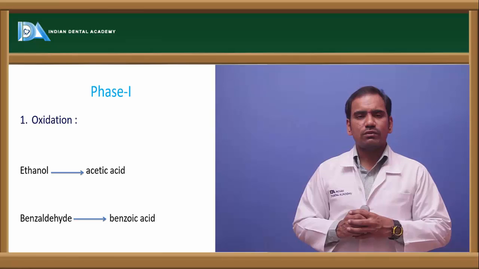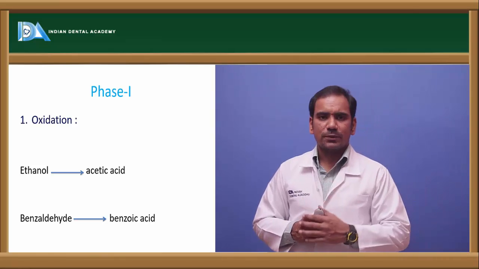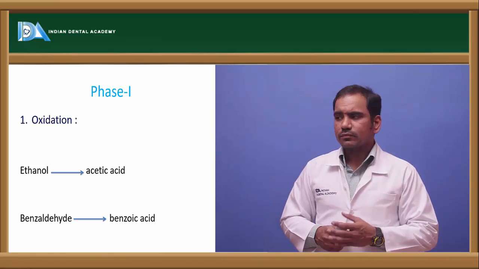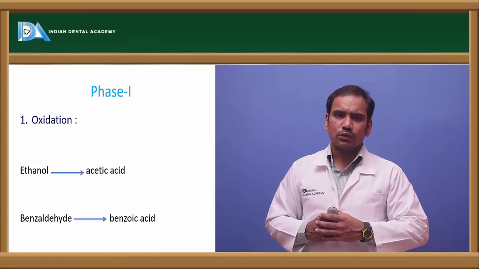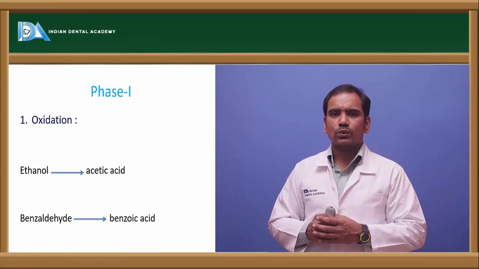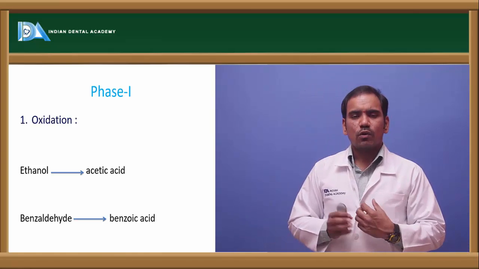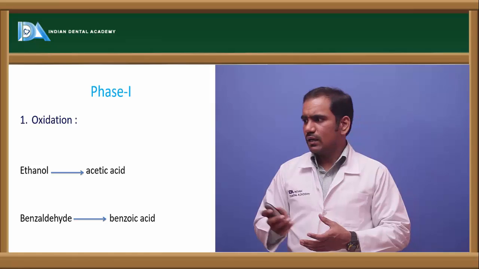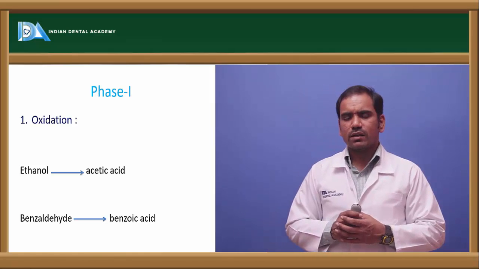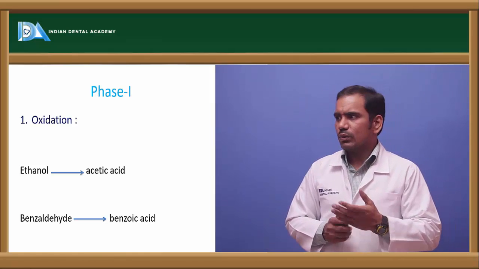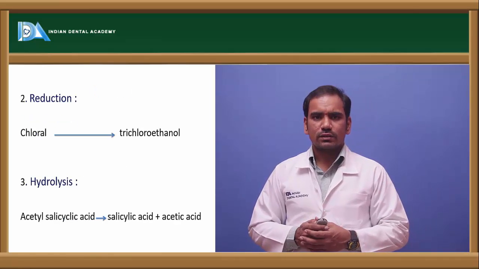The important phase 1 reactions are oxidation. In oxidation, for example, ethanol is converted into acetic acid, right? That is how ethanol in our body is detoxified to acetic acid. In the same way, benzaldehyde is converted to benzoic acid. So these are the oxidation reactions.